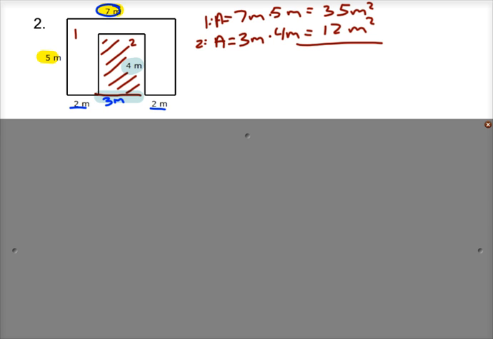And now to get the shape that I want, I don't add these together, but I need to subtract them. So I'm taking the big rectangle minus the piece that I don't want. So 35 meters squared minus 12 meters squared is 23 meters squared.